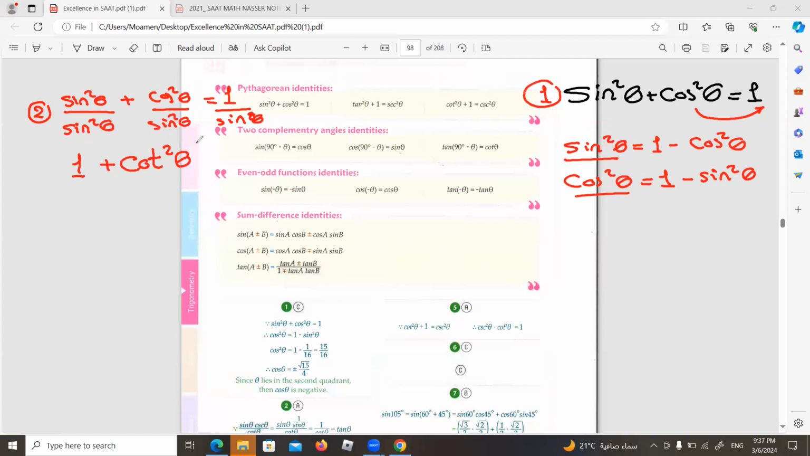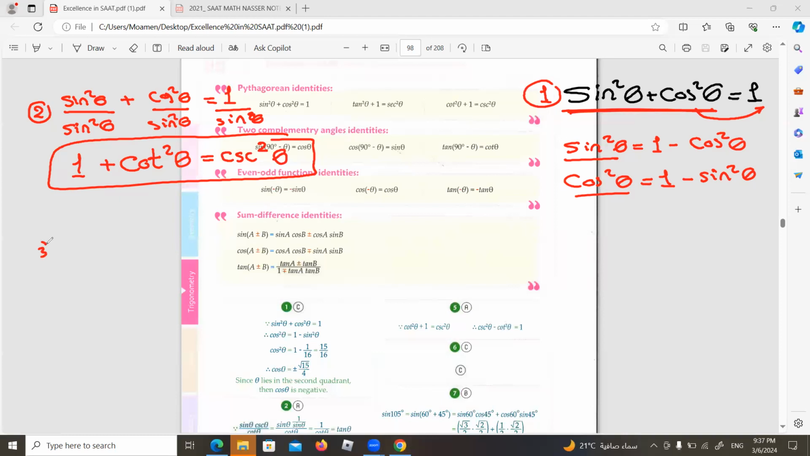And 1 over sine is the reciprocal of sine, which is cosec. So cosec squared. Another rule: cotan squared plus 1 equals cosec squared. From where do we get it? Just take the main rule and divide the whole rule by sine squared.